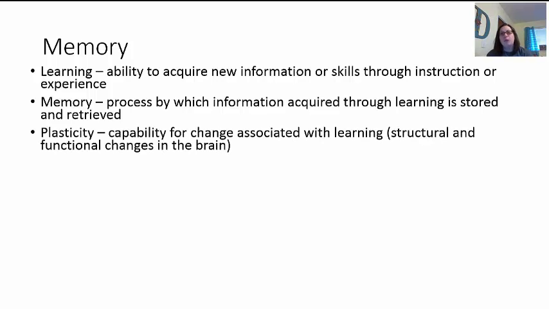So how does the brain do this? Well, guys, our brain has an ability that we call plasticity. Plasticity is the capability for change, and this is associated with learning. So it actually changes. Your brain will change structurally, what it looks like, and functionally as you learn stuff.